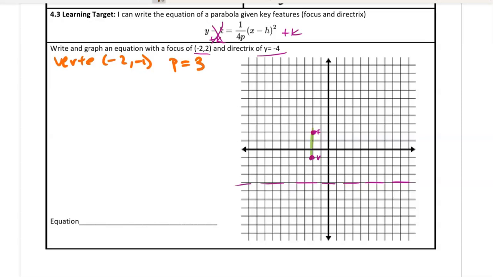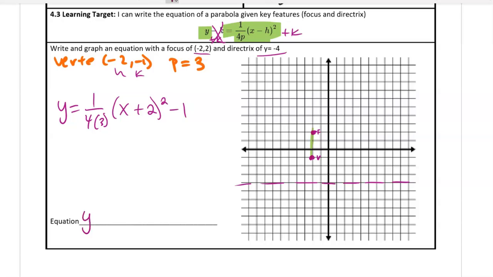So we already have everything we need to write the equation, so we're going to use our vertex form, which is right at the top here, y equals 1 over 4p x minus h squared. So y equals 1 over 4p. Our p here is 3. And my h, k comes from the vertex. Remember, insiders lie, x lies. There's our equation. Let's simplify it by multiplying that denominator. So our equation is going to be 1 over 12 x plus 2 squared minus 1.